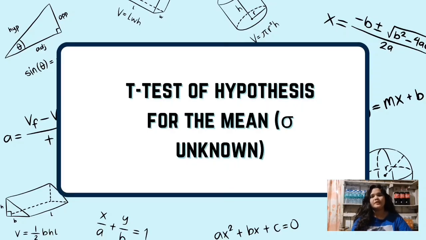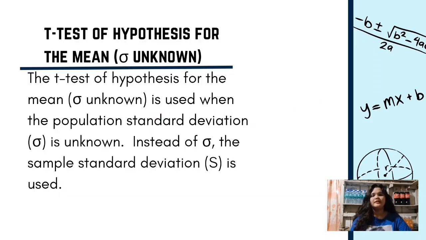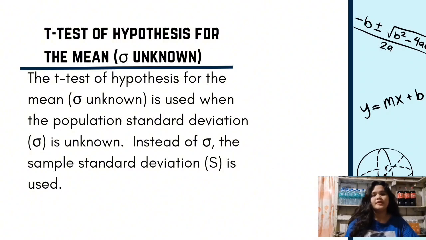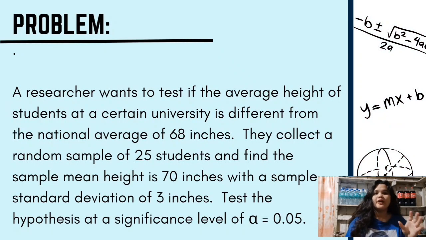T-test of hypothesis for the mean, sigma unknown. The t-test of hypothesis for the mean is used when the population standard deviation is unknown. Instead of the population standard deviation, the sample standard deviation is used. To understand the t-test of hypothesis for the mean, I have some example problems here with a solution.